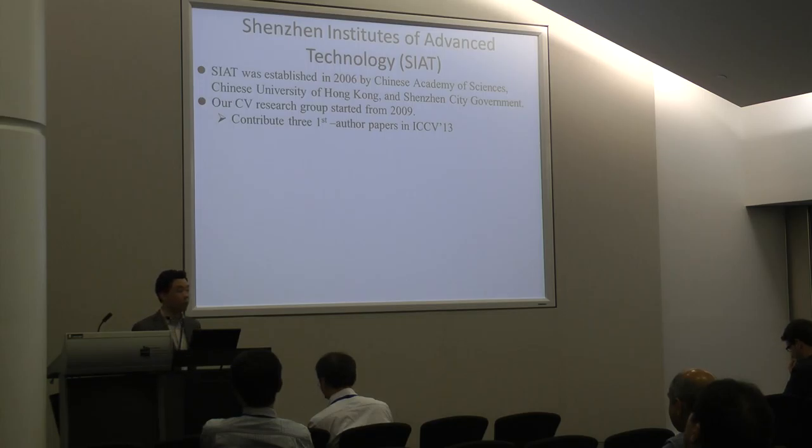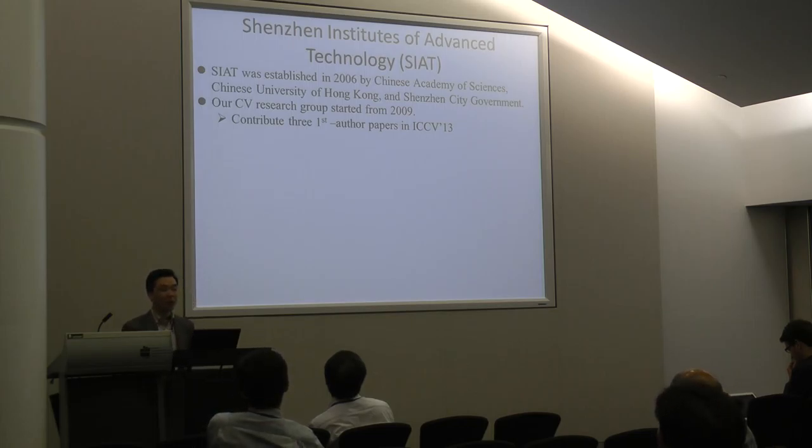Our computer vision and pattern recognition research group started in 2009. In the same year, we worked on action recognition, and we used the database developed by UCF until now. So I appreciate the database you provide, I think it is very important for this society. And in this case, we have three or four papers.